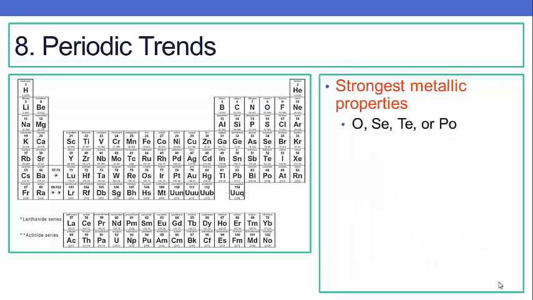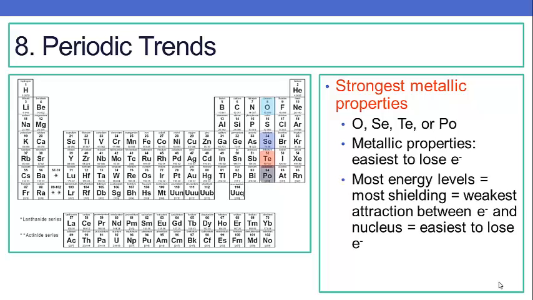Next, strongest metallic properties. So we have oxygen, selenium, tellurium, and polonium. So we're looking for metallic properties. So which one is going to be easiest to lose an electron? So we're just looking for the one that's going to have the most energy levels. So as you go down, we get more energy levels, we get more shielding, and the attraction becomes weaker. So as that attraction becomes weaker, it becomes easier and easier to lose electrons. So of these choices, the most metallic is going to be Po.